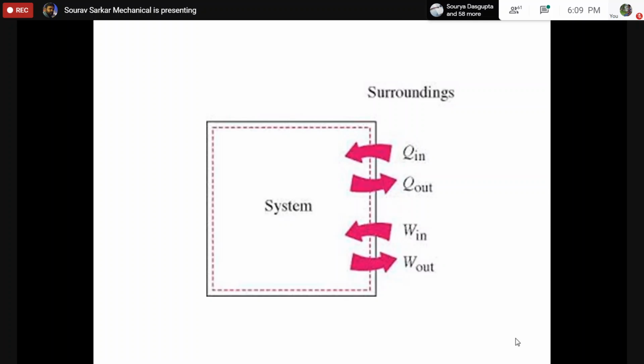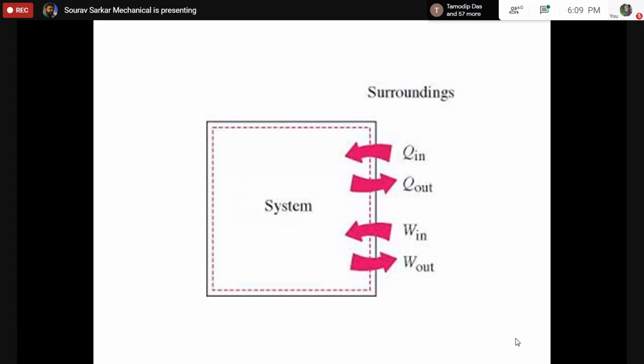Already I told you in the previous class that the system can be classified into three types. The first is the closed system, which is most common, where there is no mass transfer, only heat and energy transfer. There can be an open system where both mass and energy can interact, and there is an isolated system, where there is no mass and energy interaction.